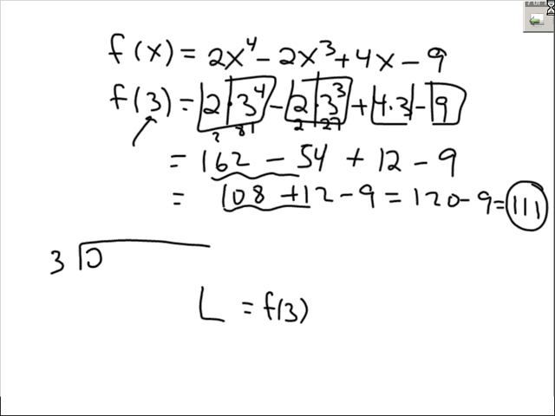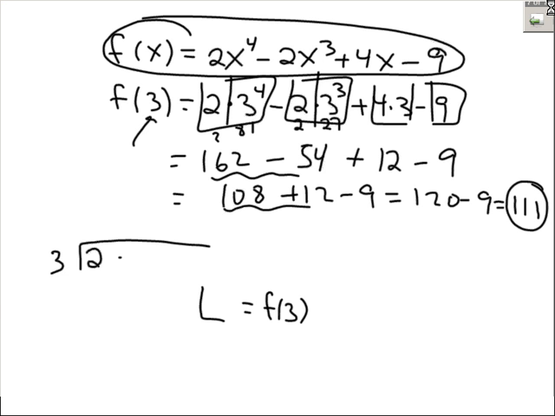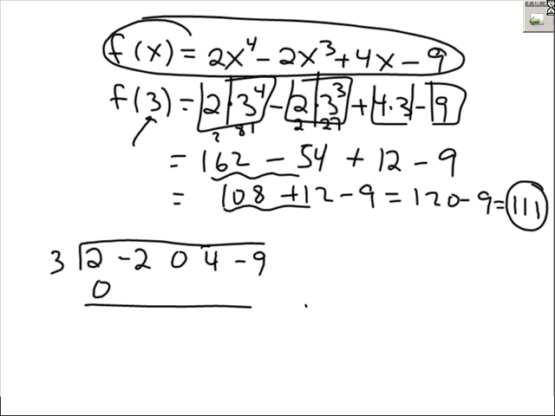So, it's 2x to the 4th. I'm writing down f of x, but I'm filling in missing terms: 2x to the 4th, negative 2x cubed, no x squared, 4x, and a constant of negative 9. I like to put a 0 there. You add these numbers, you get 2. 3 times 2 goes there.